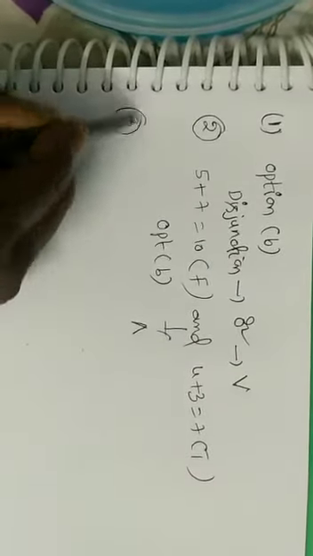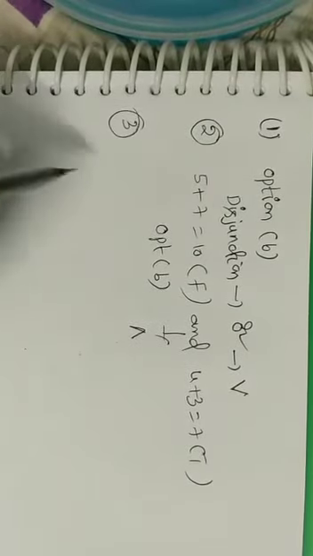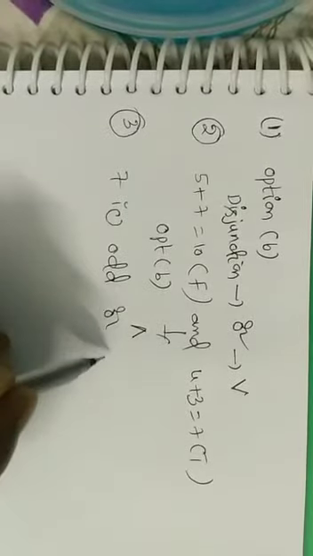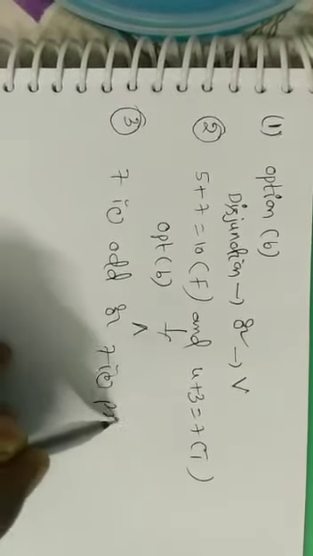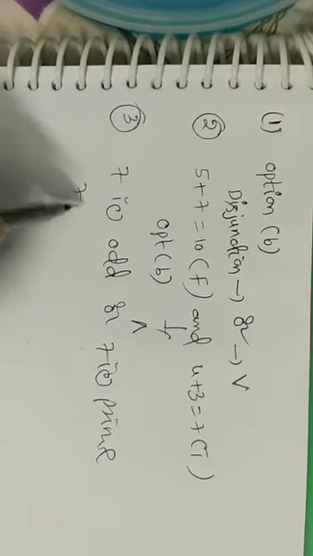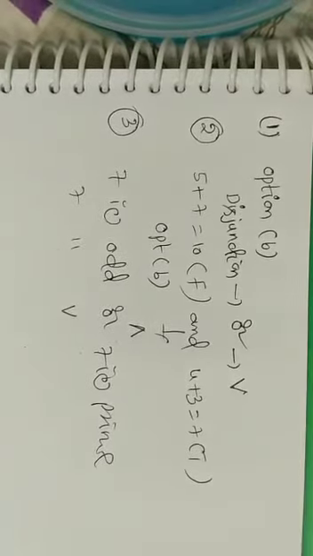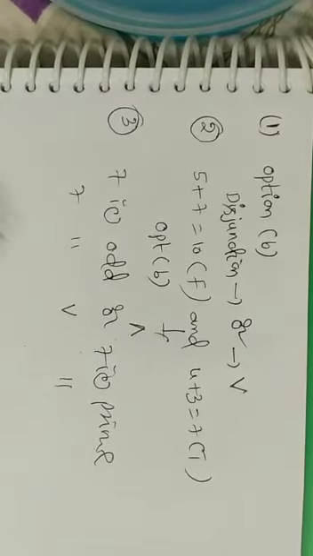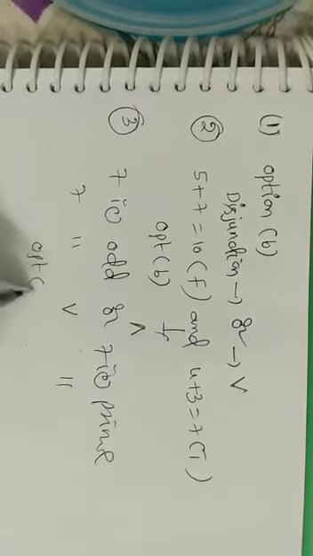Next, question number 3. 7 is odd or 7 is prime. Write the statement using the appropriate connective. 7 is odd, R, 7 is prime. What about the option? The first option, option A, is the correct answer.